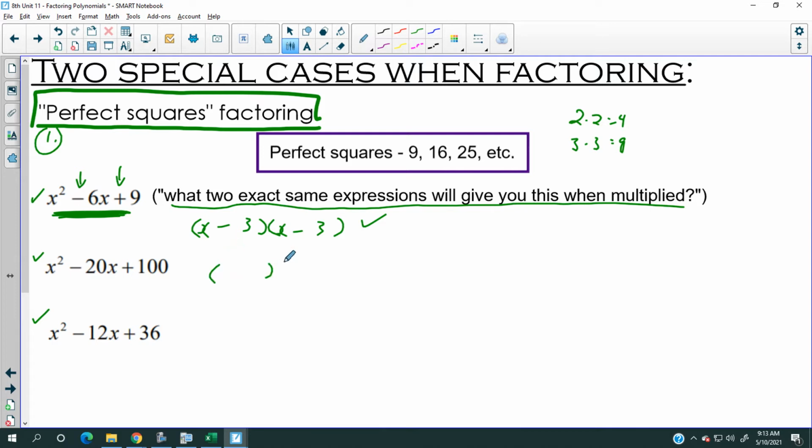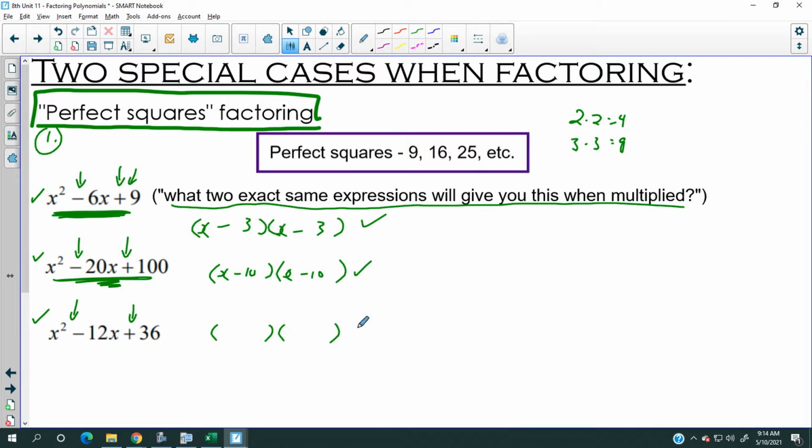Now, real quick, what do you think are the two factors to make it so that when you multiply them, you will get this quadratic function? Yeah, x minus 10. And remember, if this second operation is plus and the middle one is a negative, you can bet that both expressions in the answer are going to be negative. Because only a negative times a negative can give you a positive, but when you add two negative numbers, it's still negative.